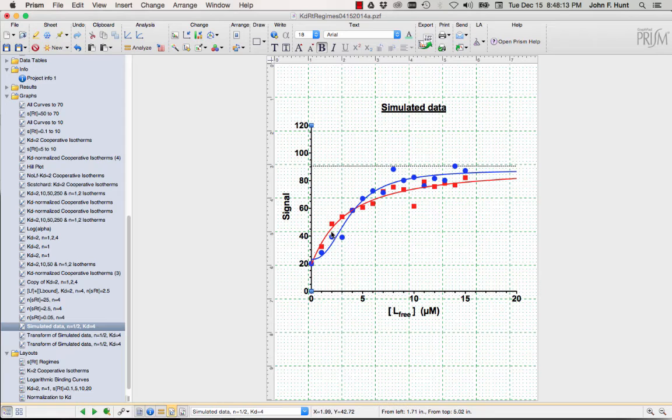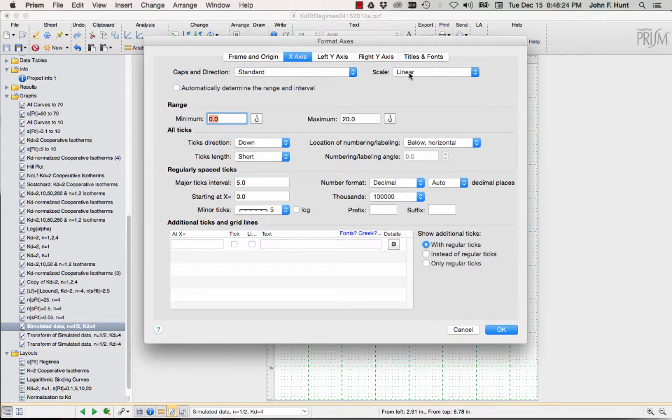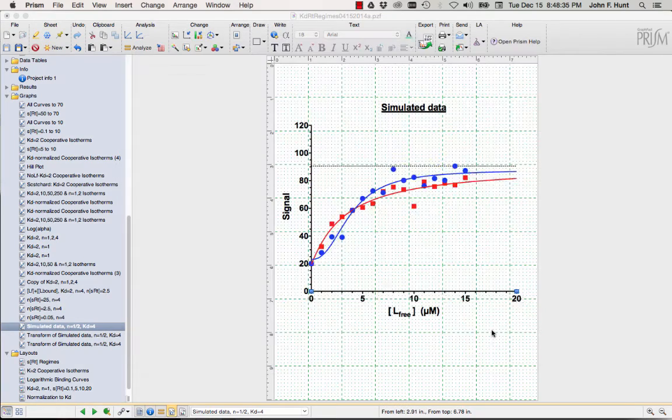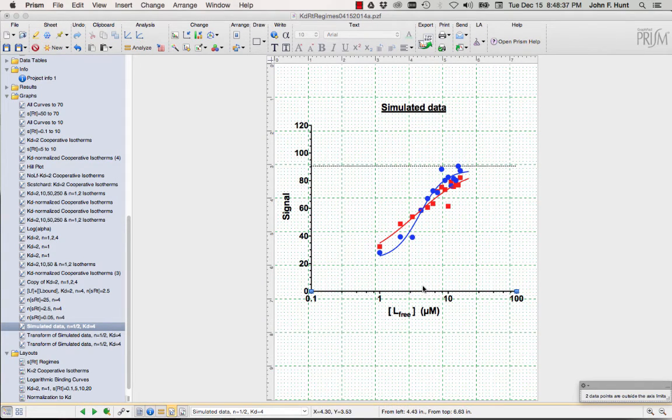Just to touch on logarithmic binding curves, it is very simple in PRISM to convert from a linear to a logarithmic binding curve. You simply double-click the axis. I think I went through this in the lecture, and lo and behold, it says x-axis scale linear. I will go to log 10. Bang, and I have a logarithmic binding plot. And this is now in exactly the format I presented it in the PowerPoint presentation.